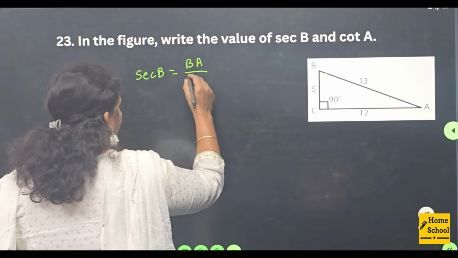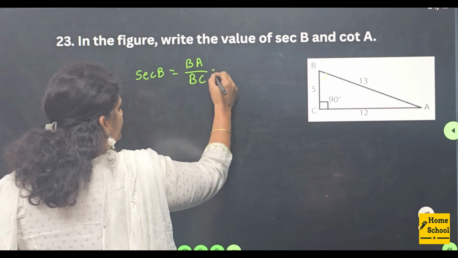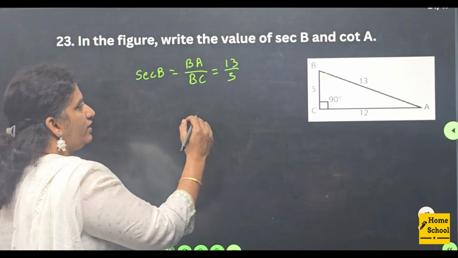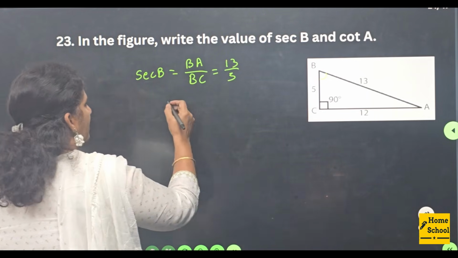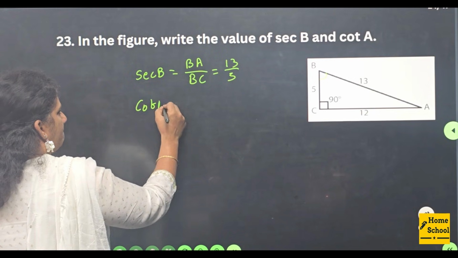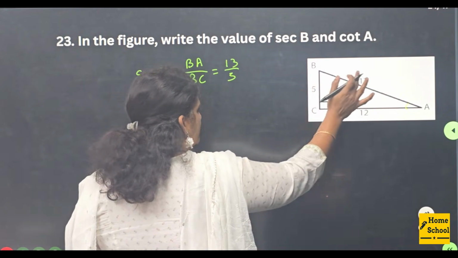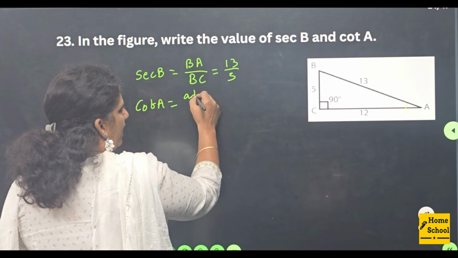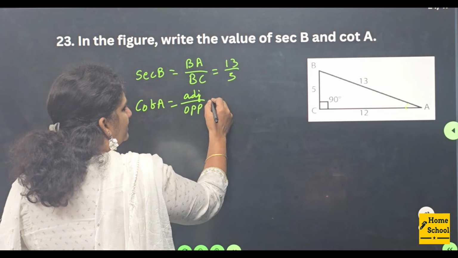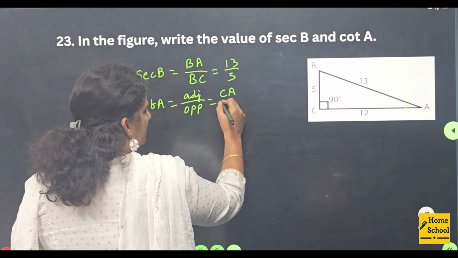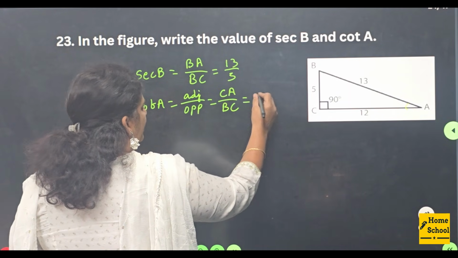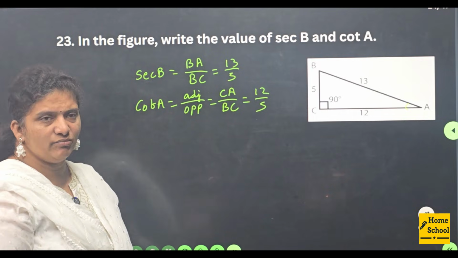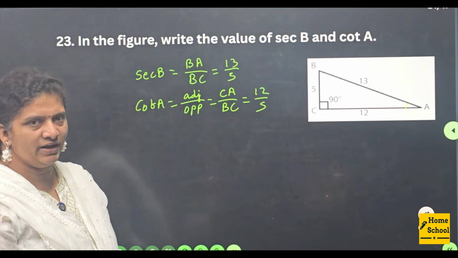What is the adjacent side for angle B? BC. That is BA value is 13, BC value is 5. That's it. Hypotenuse by adjacent is secant B. Now coming to cot A. Now for this is adjacent, opposite, hypotenuse. Cot A formula is adjacent by opposite. What is the adjacent side? CA or AC, by opposite is BC. Adjacent is 12, opposite is 5. Therefore, sec B is 13 by 5 and cot A is 12 by 5.